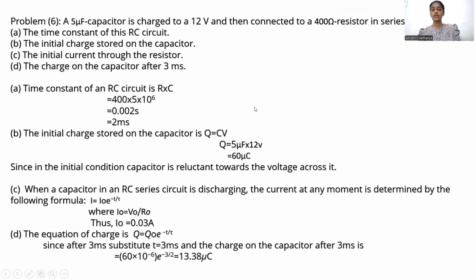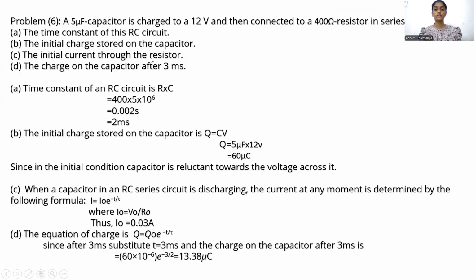This is a case when the capacitor is discharging. The previous two problems were on charging of the capacitor, and this is when the capacitor needs to discharge the voltage associated with it through a resistor connected to it. Since in the initial condition the capacitor resists change in voltage across it, we can say Q equals C into V, and we can put the value of V as 12.